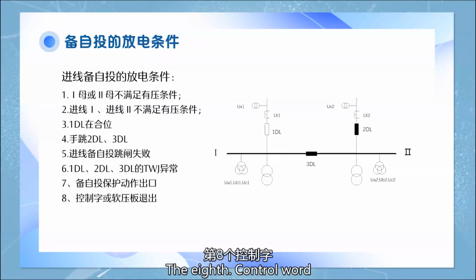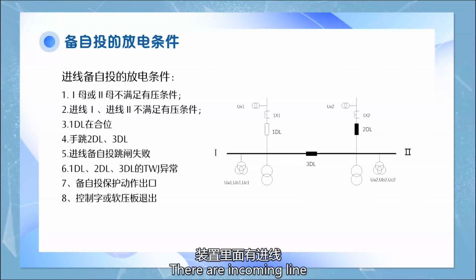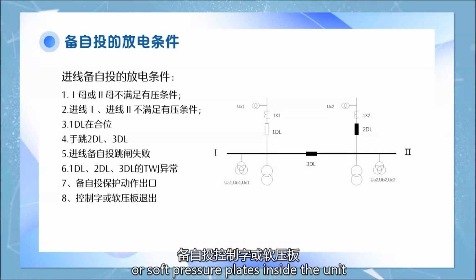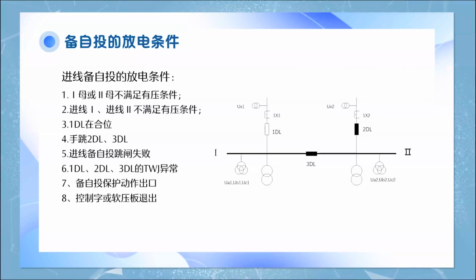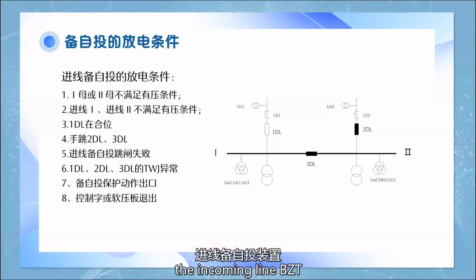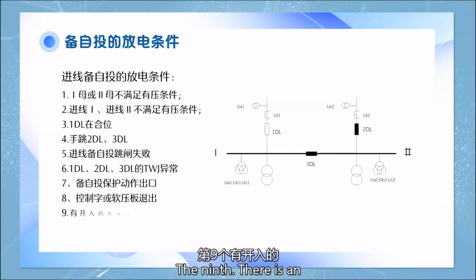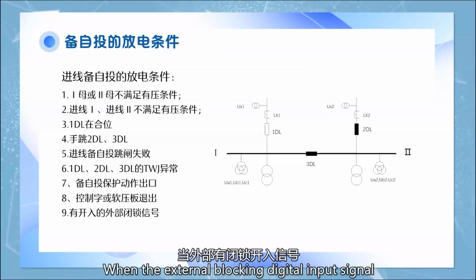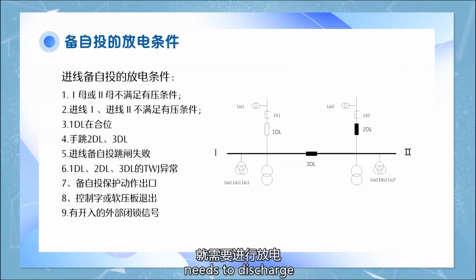The eighth, control word or soft pressure plate exits. There are incoming line BZT control words or soft pressure plates inside the unit. When I exit the control words or soft pressure plates, the incoming line BZT discharges as required. The ninth, there is an external blocking signal for digital input. When the external blocking digital input signal comes in, the BZT needs to discharge.